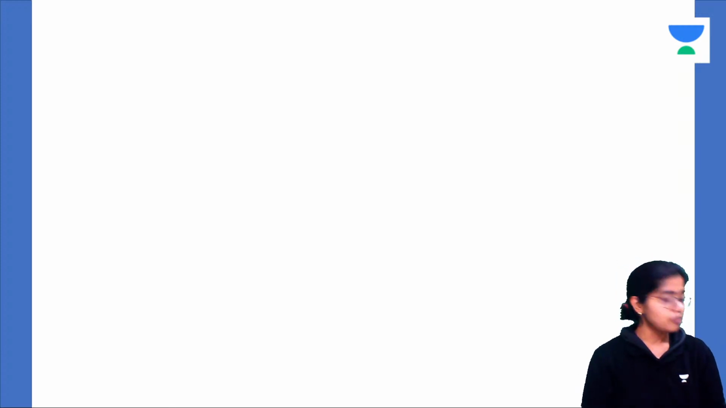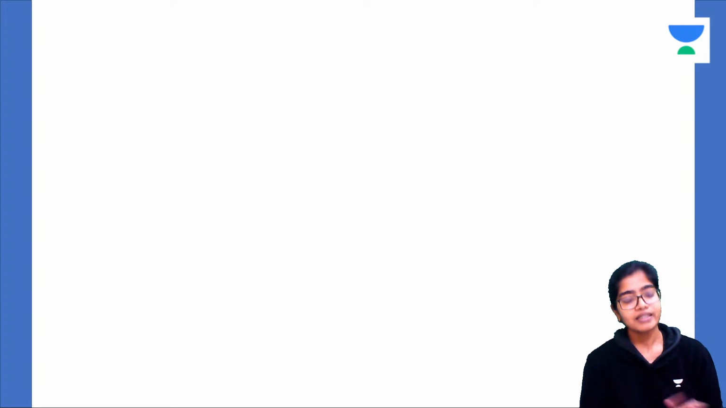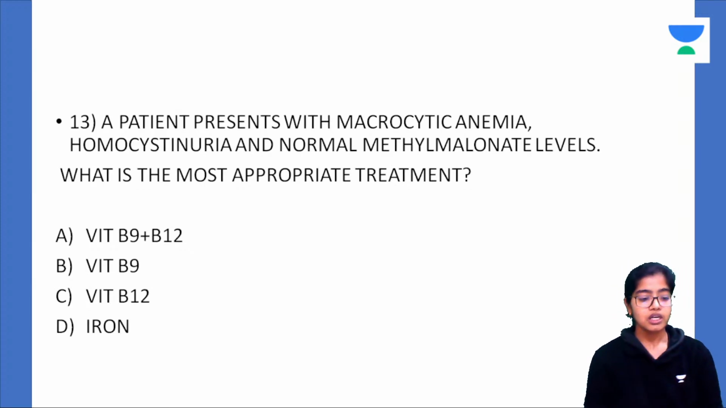All right, so I'll be putting up a question, and you have to answer that in the chat section here only. Okay, so just look at the question, try and understand it, and then answer it in the chat section. A patient presents with macrocytic anemia, homocysteinuria, and normal methylmalonate levels. Okay, what is the most appropriate treatment? Now look at each word carefully and then go for the answer. Vitamin B9 and B12, only vitamin B9, only vitamin B12, or iron. Okay, look at this and then answer.